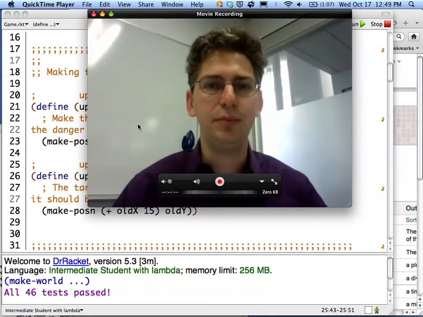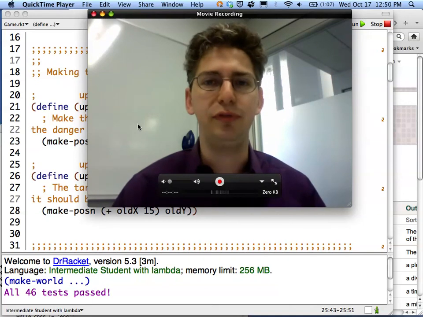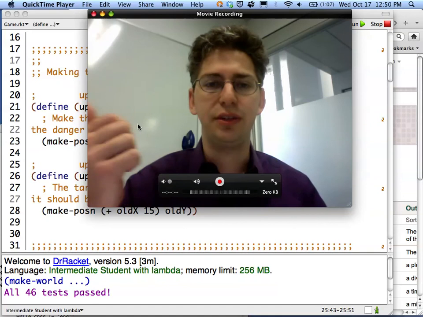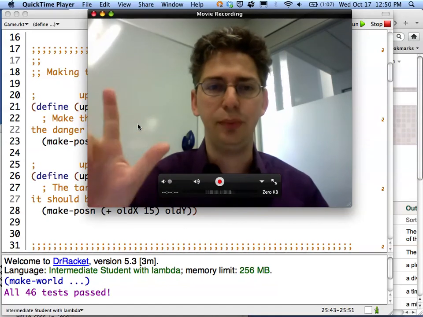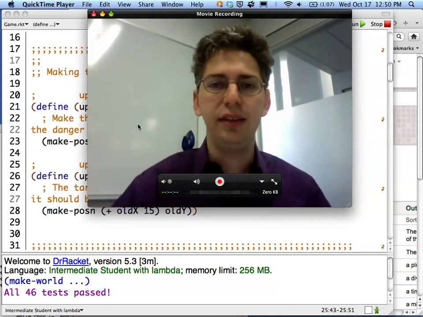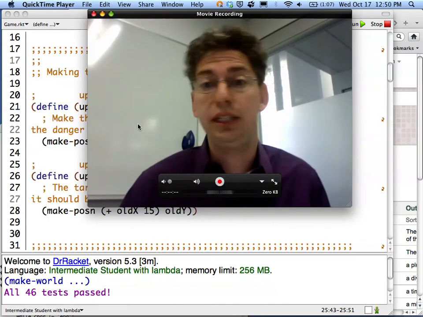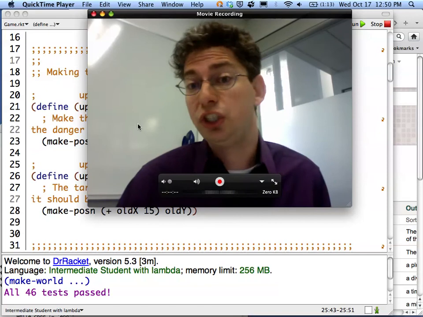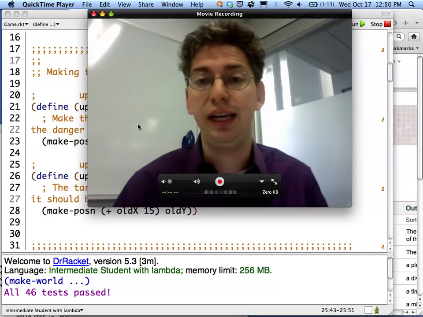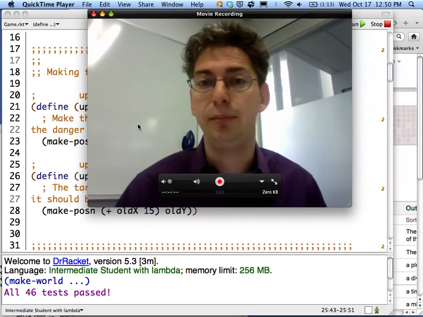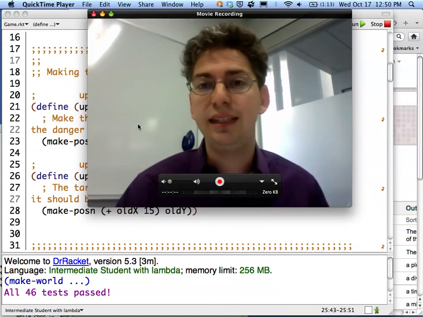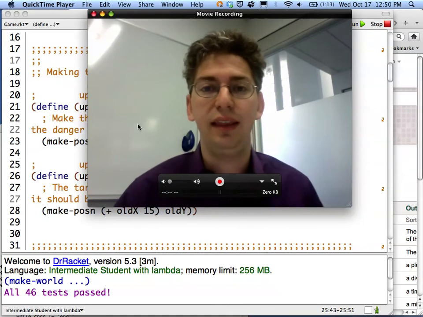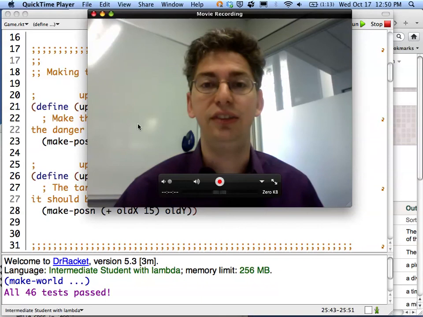A contract helps you understand how the pieces of your program fit together. A contract has three parts. It has a name, it has a domain, and it has a range. The name tells you what the contract is about. For a soda machine, you might have a name soda machine, but we've seen other names like update target and make posint and plus.